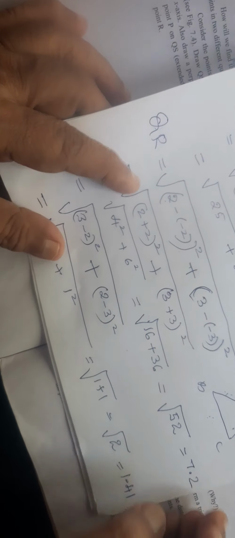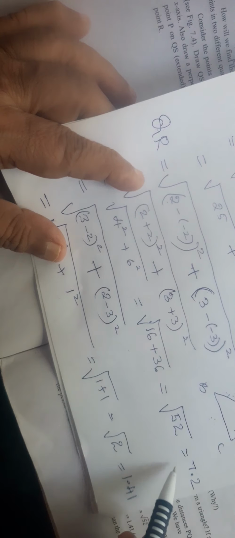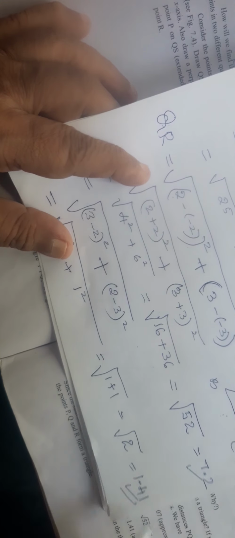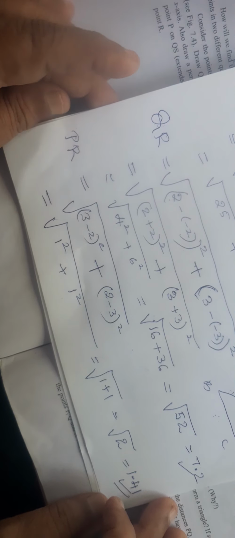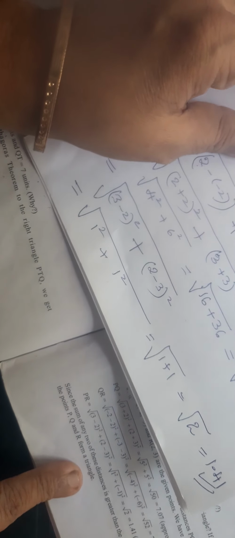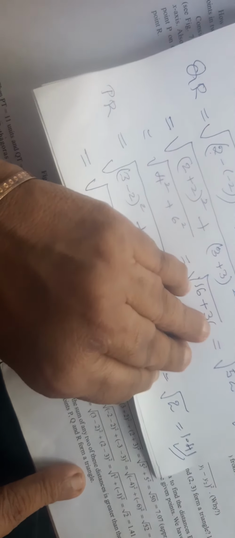See, for example, that's why I think they have calculated this now, in order to show you. Now see how they proved that it is a triangle, because the sum of any two of these distances is greater than the third distance. Therefore, the points P, Q and R form a triangle.